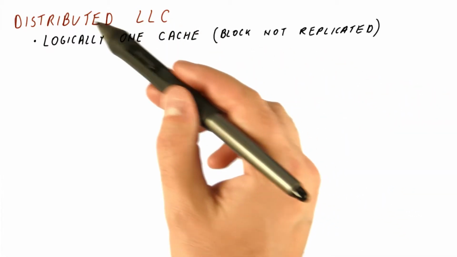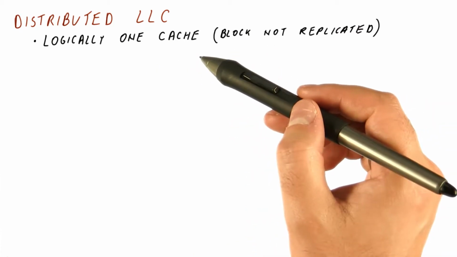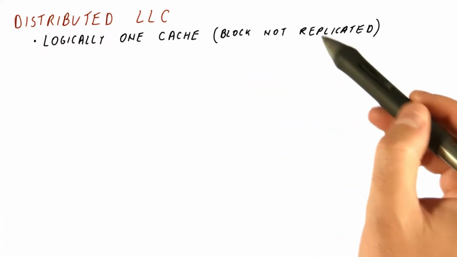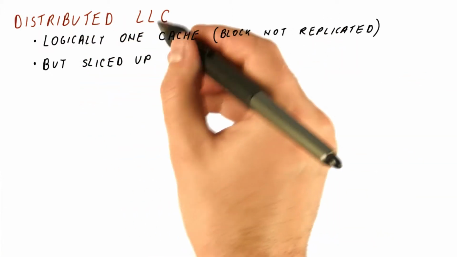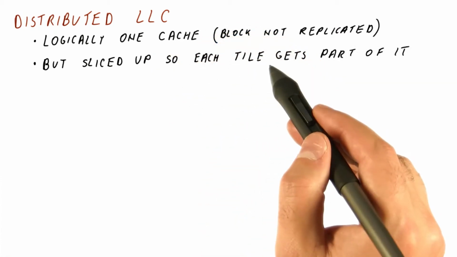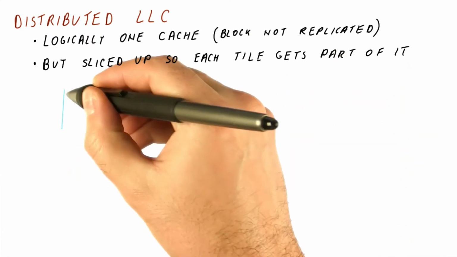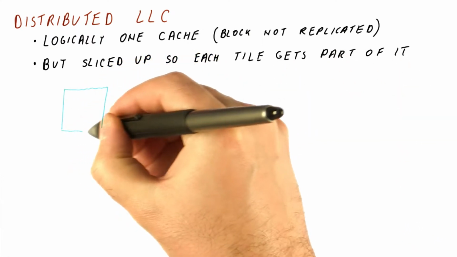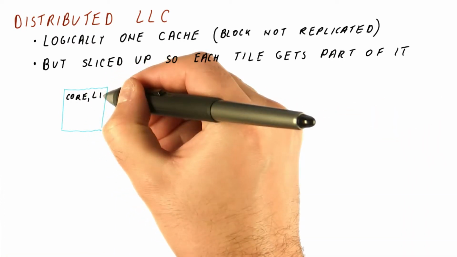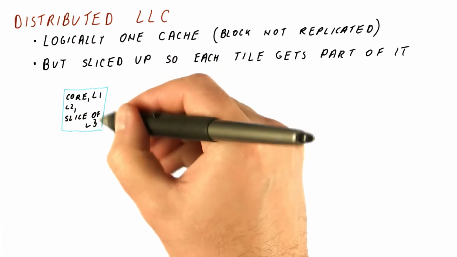A last level cache that is distributed is logically still one cache, meaning if its capacity is, let's say, 4 megabytes, then we really cover 4 megabytes of memory without any replication. But this distributed cache is sliced up so that each tile, which contains a core and possibly local caches, now also contains a part of this cache. So now what we have is, in our mesh, we have a tile that contains a core, a level 1 cache, a level 2 cache, and a slice of the L3 cache.